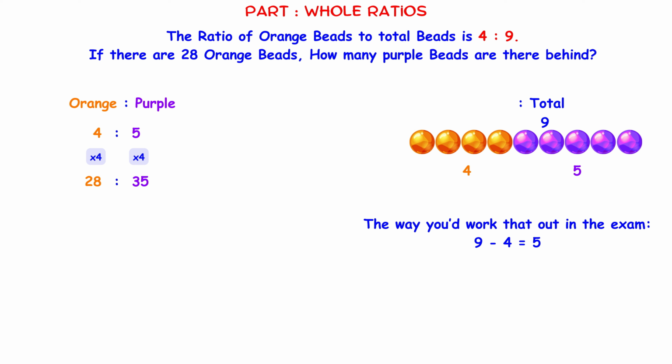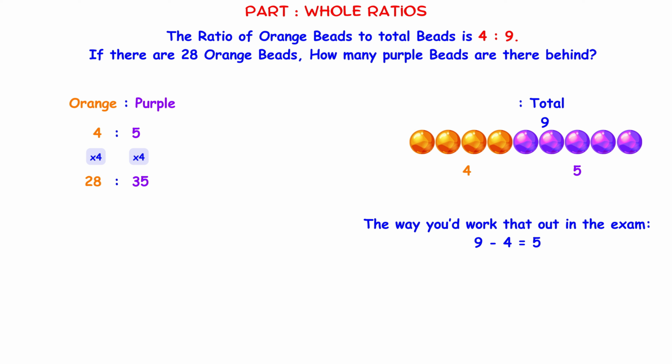Just like before, the first step is to convert the given part-to-whole ratio into a part-to-part ratio. Since the total number of beads is 9 and only 4 are orange, the number of purple beads must be the difference between 9 and 4, which is 5. Therefore, the ratio of orange beads to purple beads is 4:5.